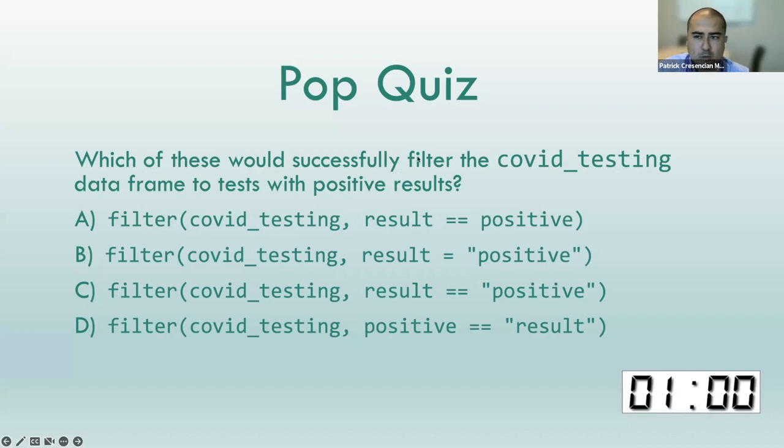All right, another quick quiz for this function. Which of these would successfully filter the COVID testing data frame to tests with positive results? Yeah, great, I'm seeing lots of C's here. So we have filter, COVID testing, result. This is a set of strings, we're matching against the string here, so we put quotes around positive to look for equality to this. Great work, everyone.